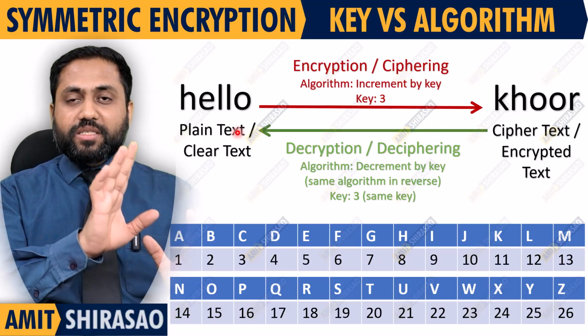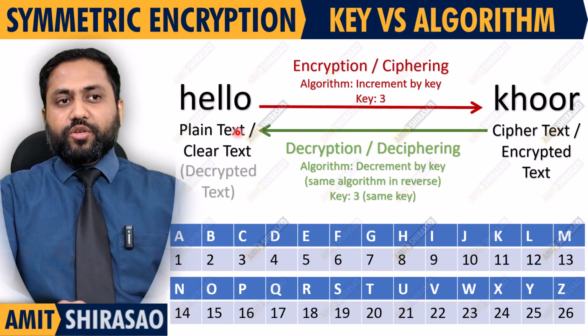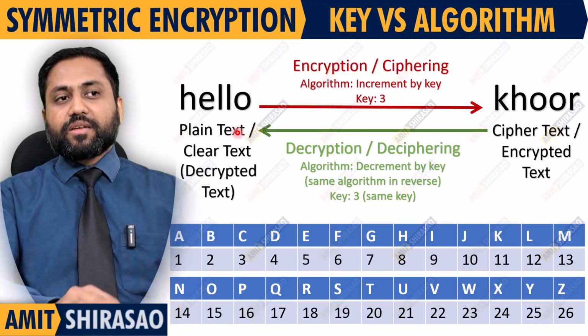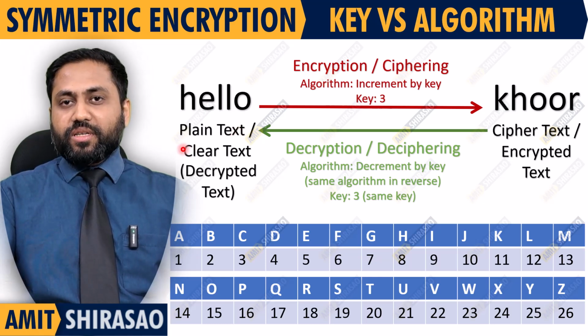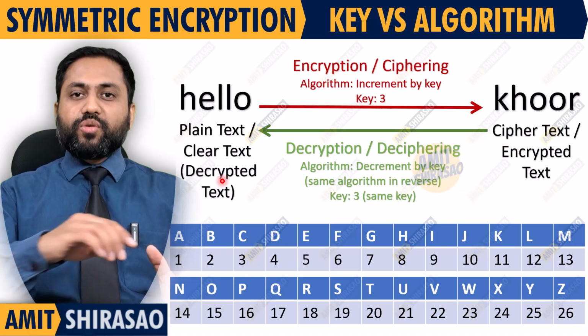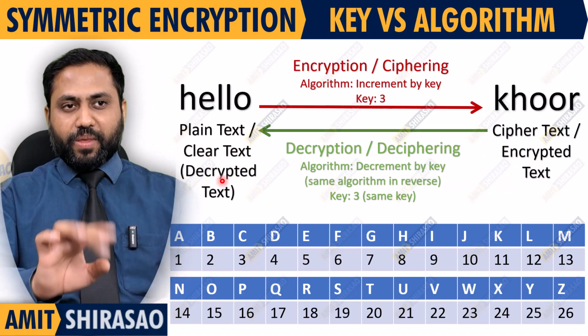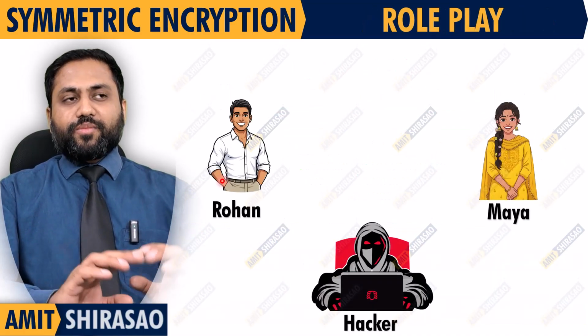This is called as symmetric encryption. Okay, and what you get back is also called as decrypted text. So initially when it is the original text, it is called as plain text or a clear text, and when you encrypt it and decrypt it, then it is called as decrypted text. Okay, so that is about symmetric encryption.